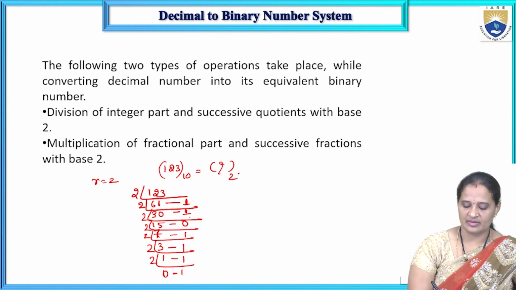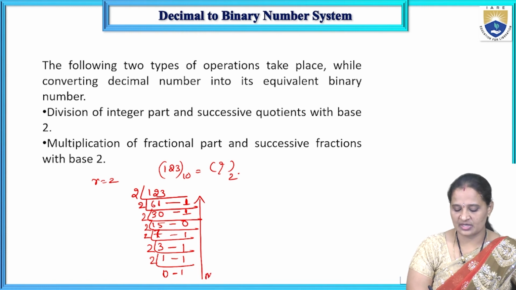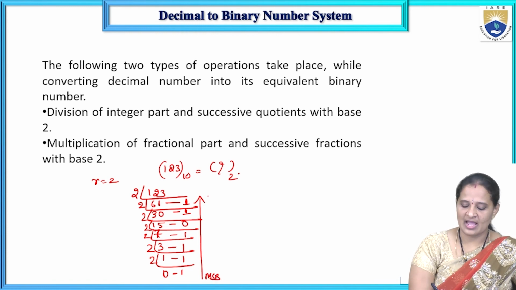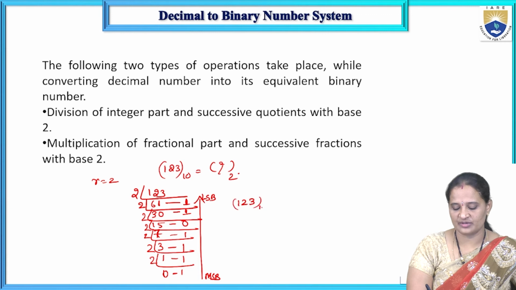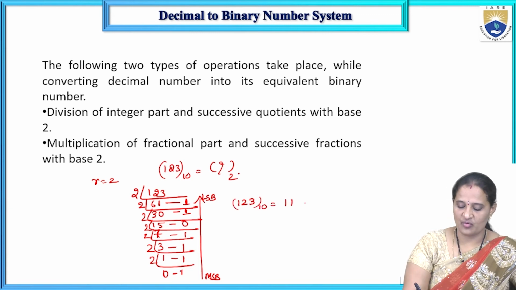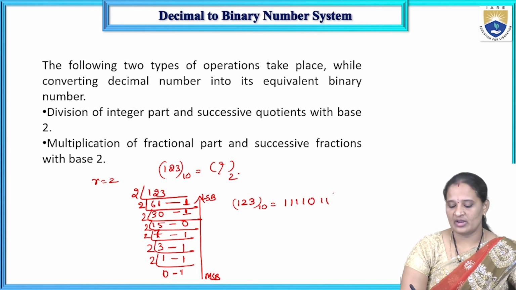Now these are all the remainders, right? So now we need to keep track of all the remainders from bottom to up. The first remainder is considered as LSB and the last remainder is considered as MSB. So what is the equivalent binary value for this decimal number 123? That is 1 1 1 1 0 1 1. So this is the equivalent binary value.